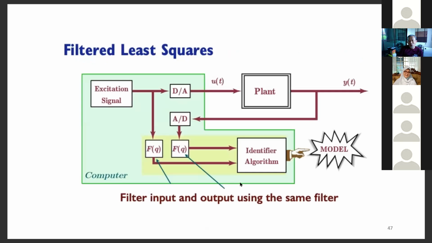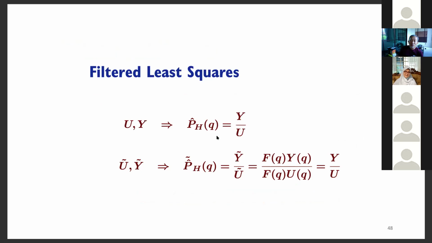So we use a filtered least square. We are using the same block diagram where we have excitation signals, usually PRBS. We have D to A and A to D. Then we have the model, then the identification algorithm. We just add here the filtering, the input and the output filter, and add the algorithms, so that you get the final model, to overcome the nonlinearities problem shown before. So filtered least square is usually represented by this. This is the ordinary one.